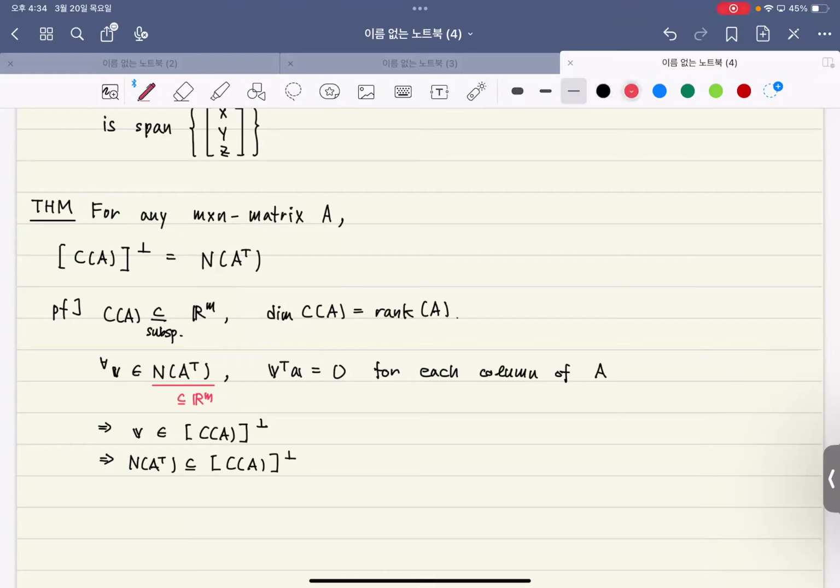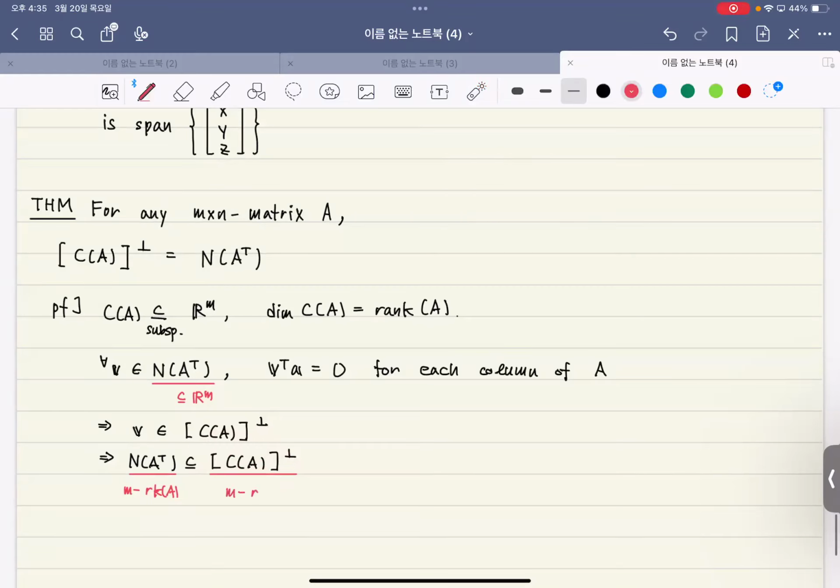But we know the left null space is an (m minus rank of A)-dimensional vector space, and since the column space was a rank of A dimensional vector space, its orthogonal complement is again an (m minus rank of A)-dimensional vector space. So this vector space has the same dimension as its ambient vector space, and therefore these two must be the same.